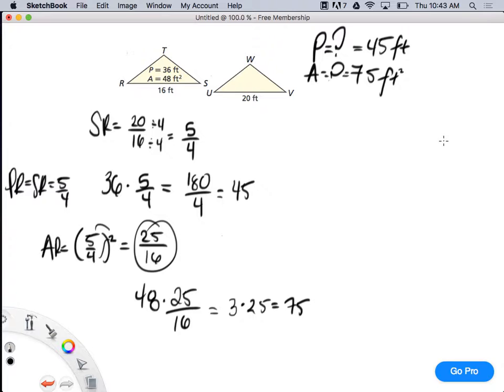So new triangle. 48 is the area of the old triangle. Yes. Right? Exactly.